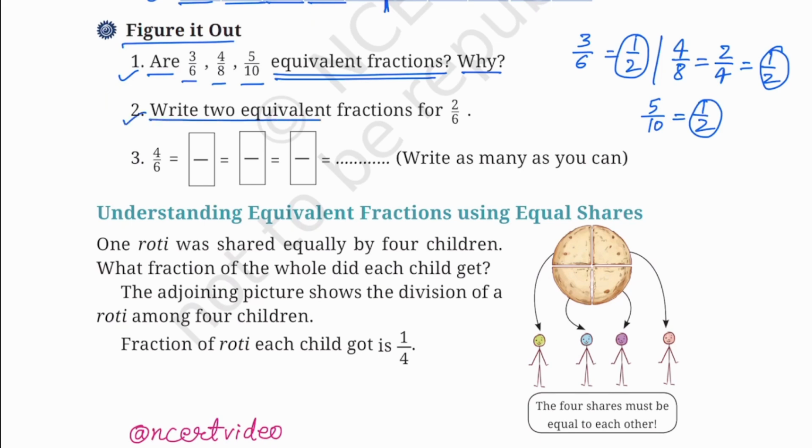To write two equivalent fractions for 2 upon 6. 2 upon 6 can be written as 1 upon 3 after dividing numerator and denominator by 2.